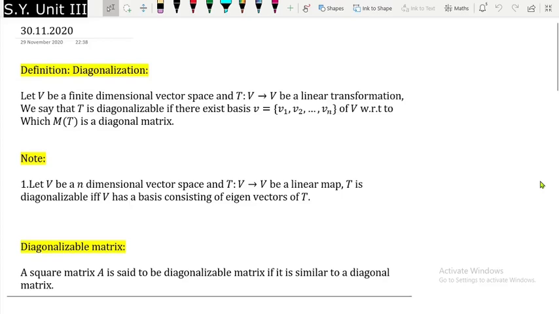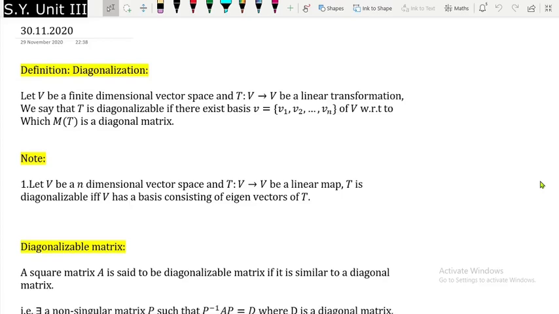So hello my dear students, today we are going to start with diagonalization. So let us try to understand the definition of diagonalization first, and then slowly and steadily we will move towards the examples. So note, we should have a finite dimensional vector space, then a linear transformation from V to V.